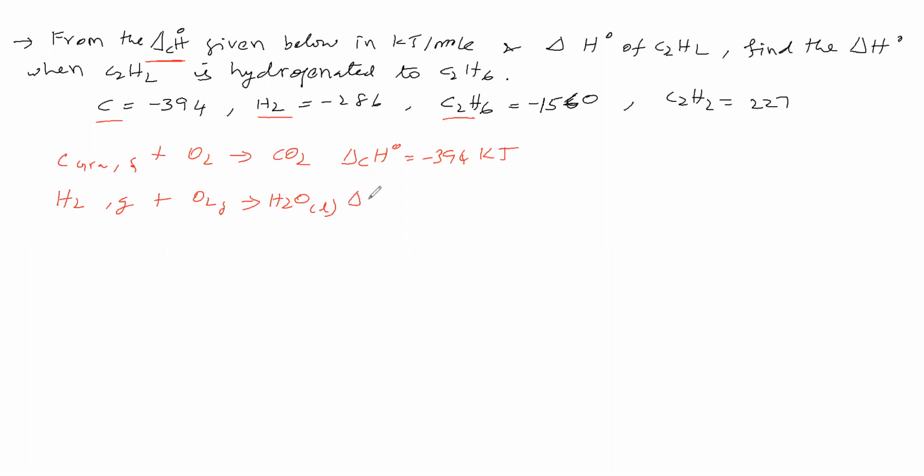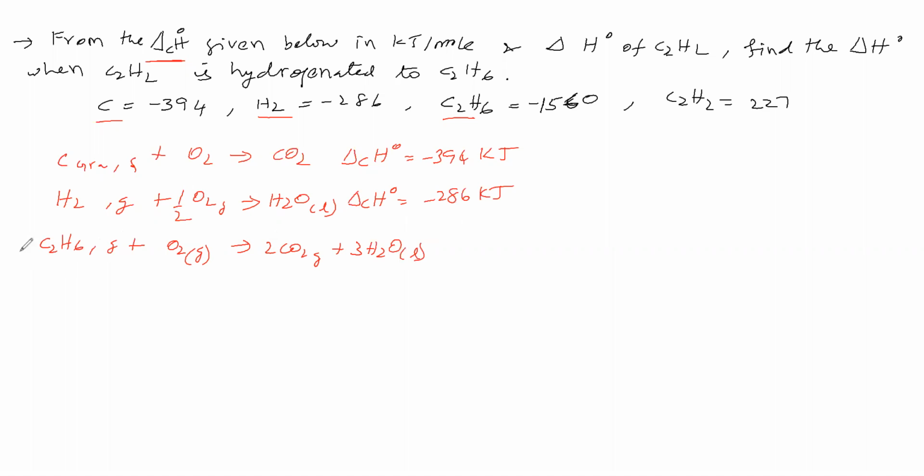For that, the standard enthalpy of combustion is minus 286 kilojoule. Then ethane combustion. Ethane combustion means C2H6 gas plus O2 gas gives 2 CO2 gas plus 3 H2O liquid. Okay.